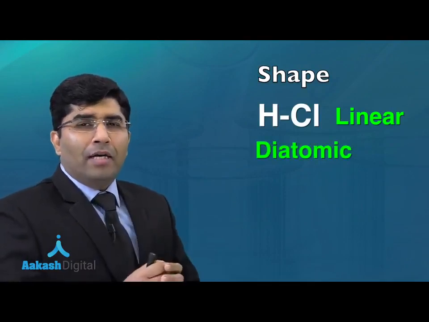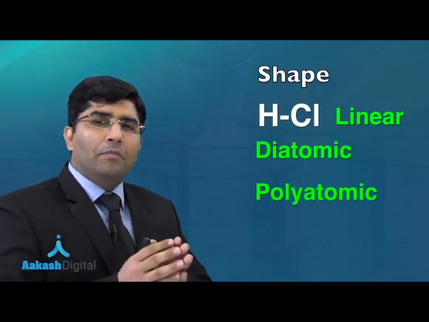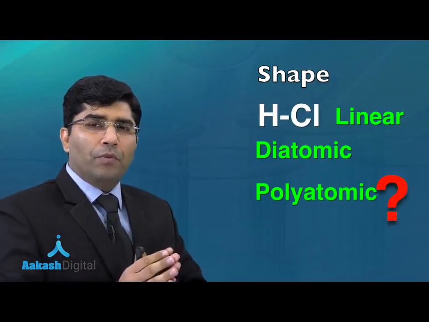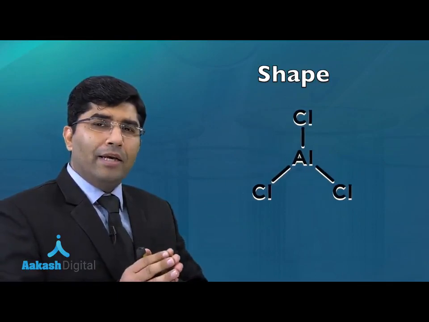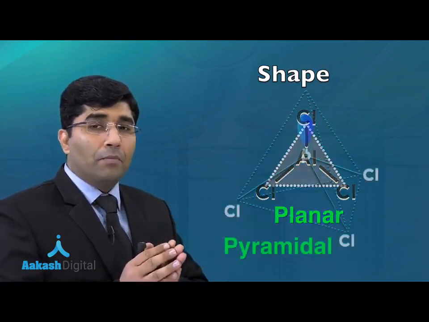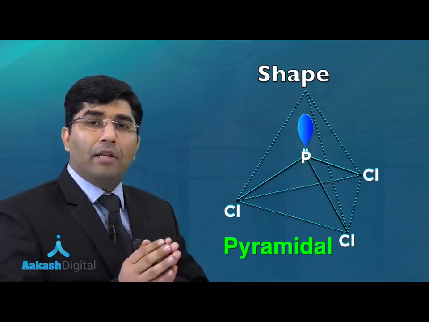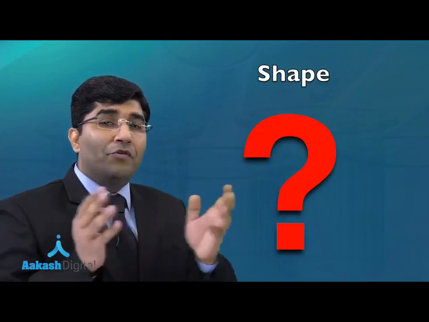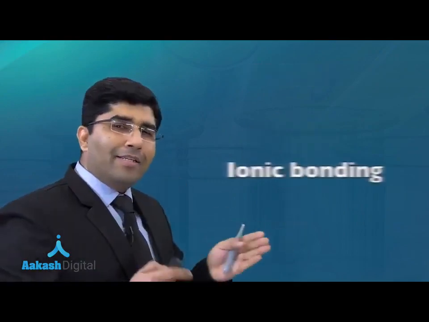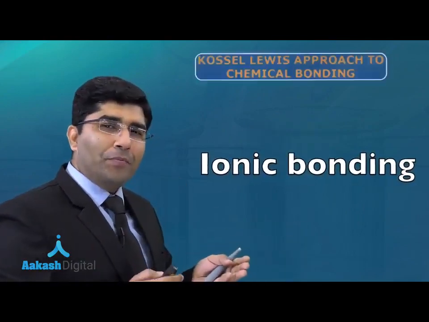If we have polyatomic molecules, then what will we do? Like AlCl3 and PCl3. AlCl3 is planar, but PCl3 is pyramidal. Now how will we come to know which molecule will attain which type of shape? So guys, you have to study this chapter properly. Let's discuss ionic bonding.